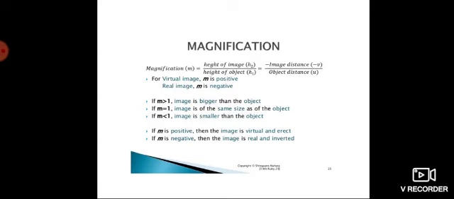But a real image is normally formed below the principal axis, because it's an inverted image. Whenever I have an image below the principal axis, according to the Cartesian sign convention, it is negative. So m you will get as negative, because the image height is negative in this case, and the formula for magnification is h2 by h1. If I apply that formula, I get negative for a real image.